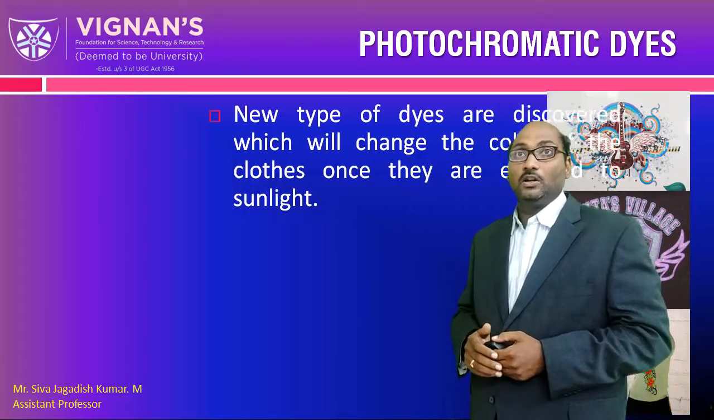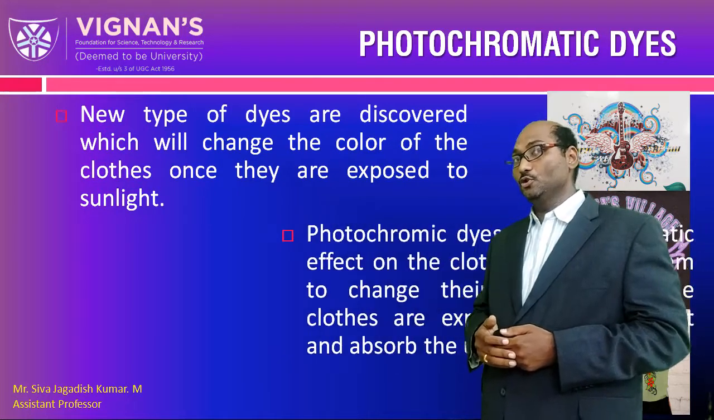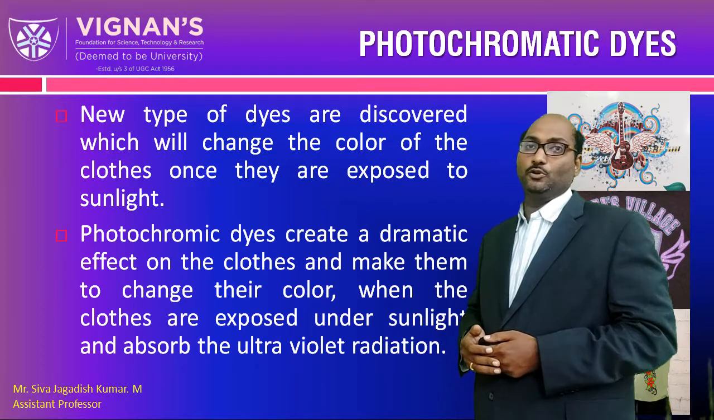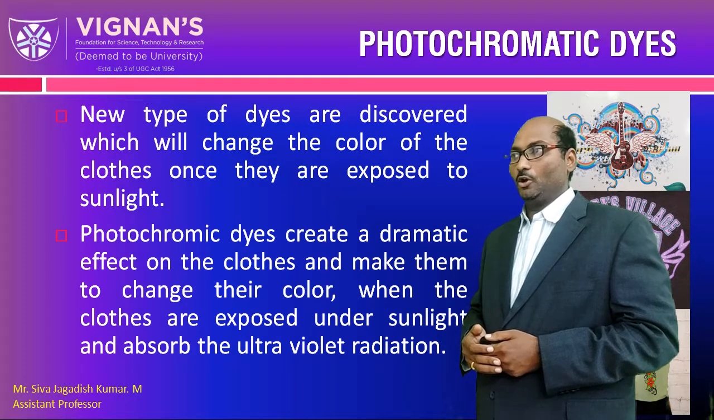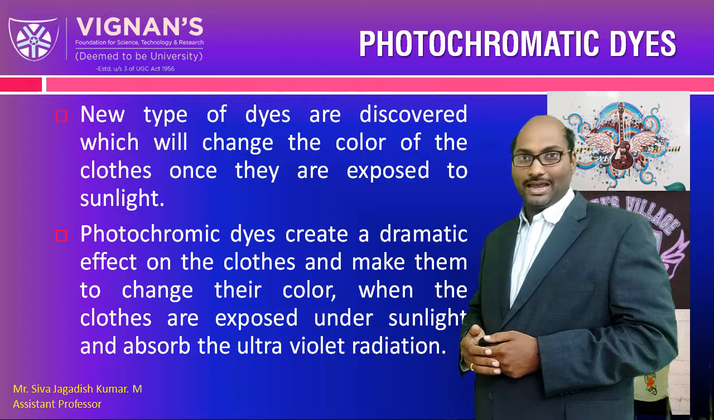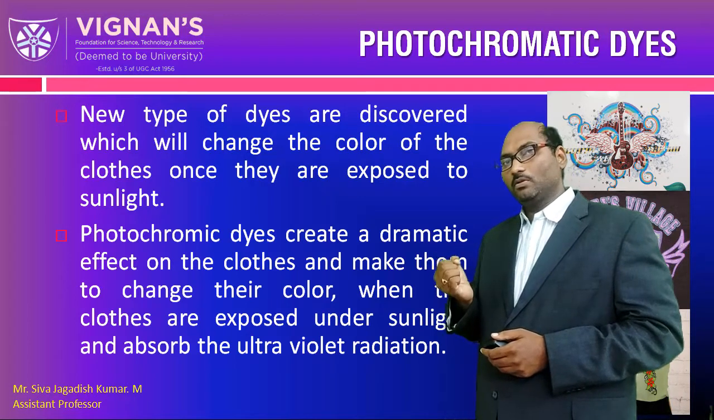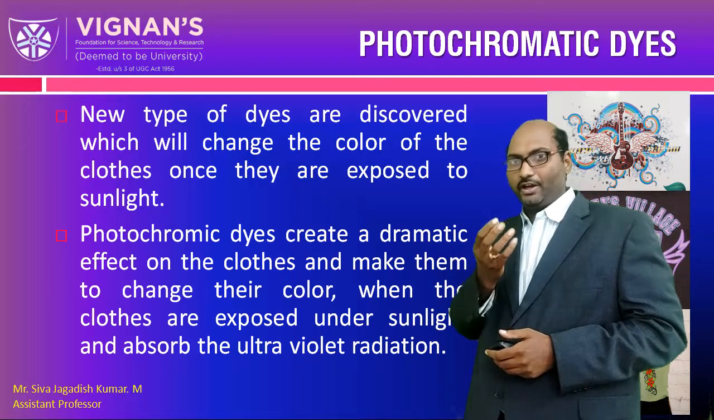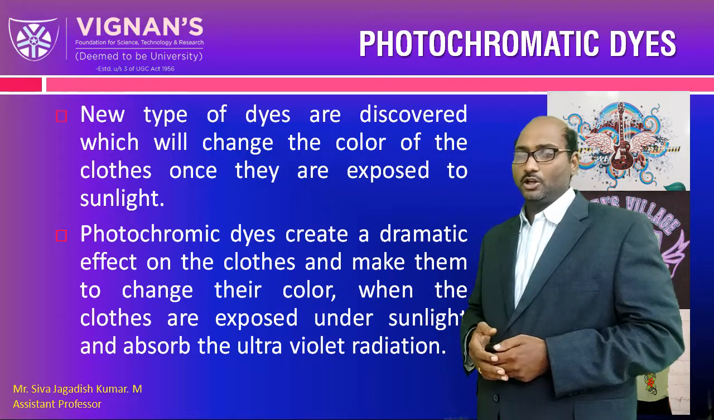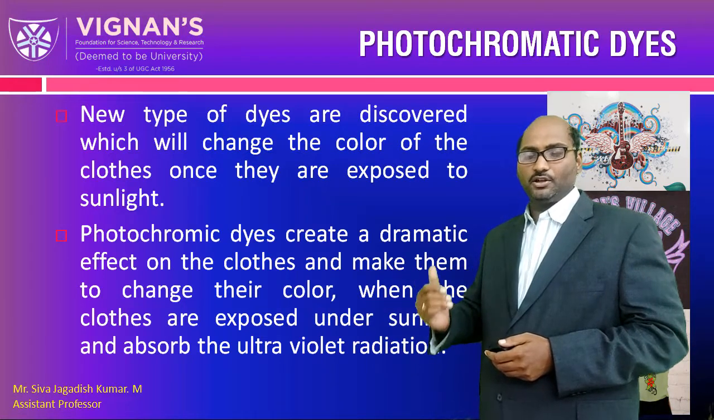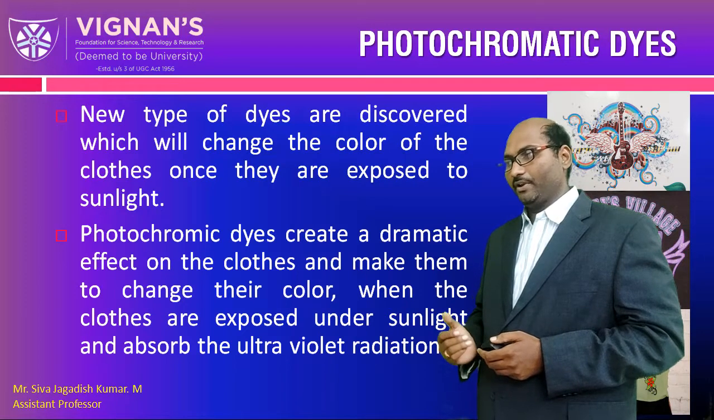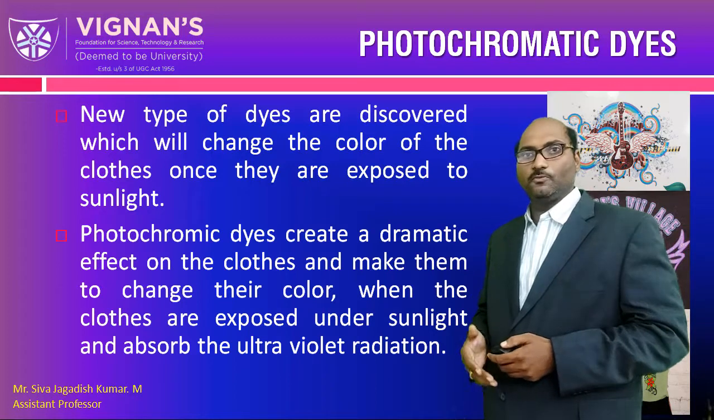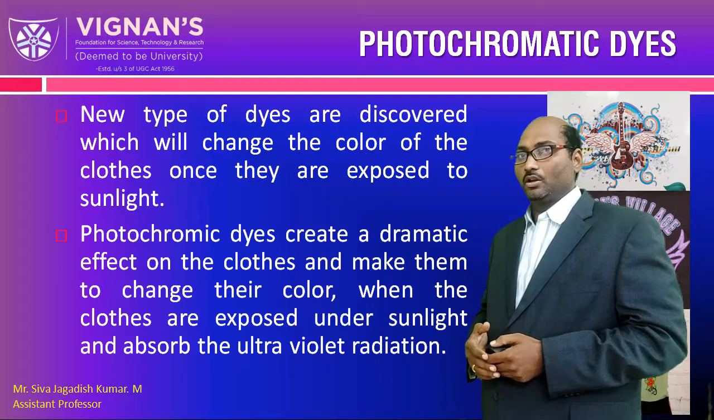Then the photochromatic dyes, these are a new type of dyes, which will change the color of the cloths once they are exposed to sunlight. Here there are no organic compounds or acids. The change of structure is basically done by absorbing the ultraviolet radiation available from the sunlight. So under the sunlight where UV is there, it shows a different color. And when it is inside, there is no sunlight, obviously no UV rays, right? So obviously it shows a different color.